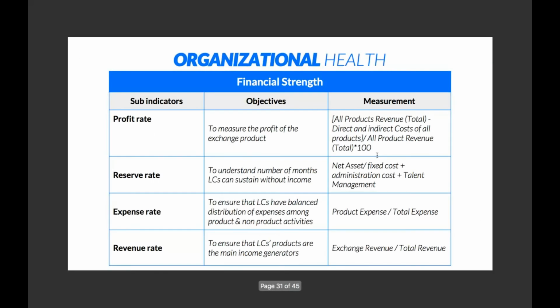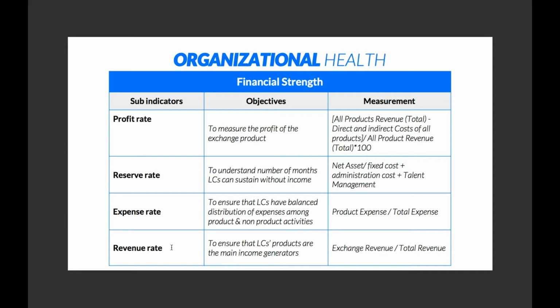So these are the calculations, and the profit rate is to measure the profit of the exchange product. We want to see how many percent of the profit is actually derived from our exchange product. It means that we want to make sure that our organization's profit, expenses, and revenue are actually derived from our key products instead of non-key products, for example selling LC t-shirts or conference profit, this kind of thing, because we want to make sure that our cash flow is aligned to our actual LC performance.